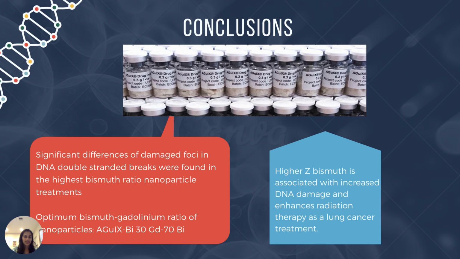The high levels of DNA damage presented by double-stranded breaks demonstrate that the optimum bismuth gadolinium ratio of nanoparticles is AgEx-BI 3070, the highest ratio of bismuth in the 3 formulations of nanoparticles. This shows that the addition of higher Z nanoparticles is associated with increased DNA damage and that silica-based bismuth gadolinium can enhance radiation as a lung cancer treatment. The preclinical implications of this project allow for the identification of the ratio to be used for further evaluation in vivo.